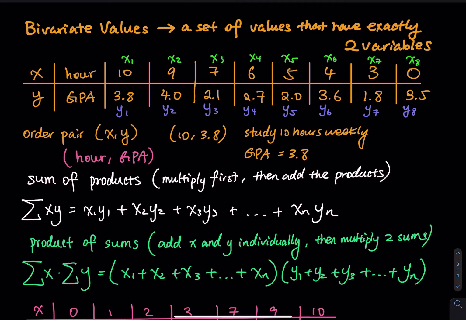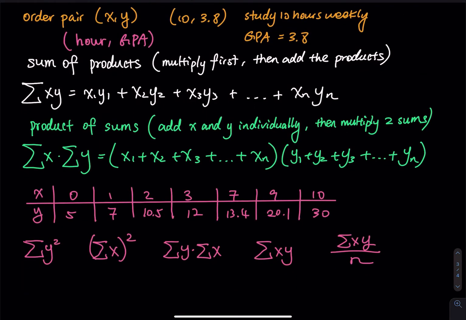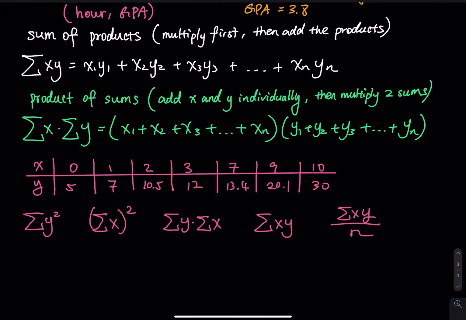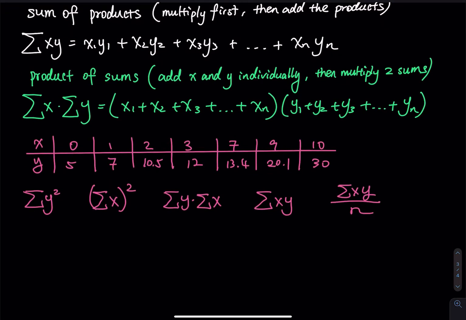So let's take a look at an example. I prepared a data set for you, and I want you to calculate each of the following. The first one is the sum of Y squared, right? So the sum of Y squared means you square every individual Y value and then you add them together. Let's write this down. So we have the sum of Y squared.